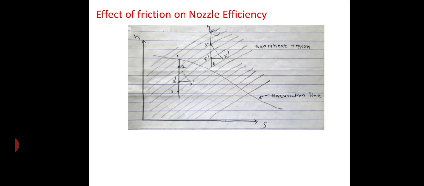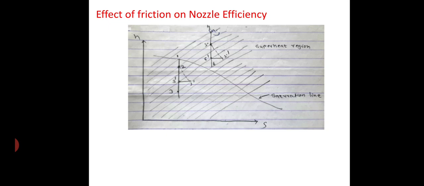Hello dear student. Our next topic is effect of friction on nozzle efficiency. The length of convergent part of convergent divergent nozzle is very small compared with that of divergent part. Thus, most of the friction in a converging diverging nozzle occurs in the divergent part.